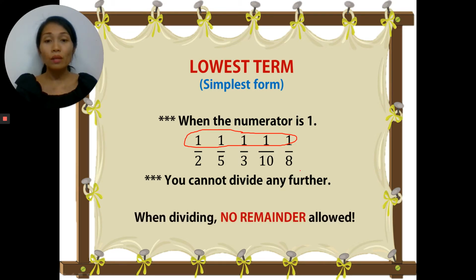Okay, remember when dividing, there's no remainder allowed. That means you should have your correct factor when dividing, because if you divide it with a remainder, then you did not use the correct factor in dividing.